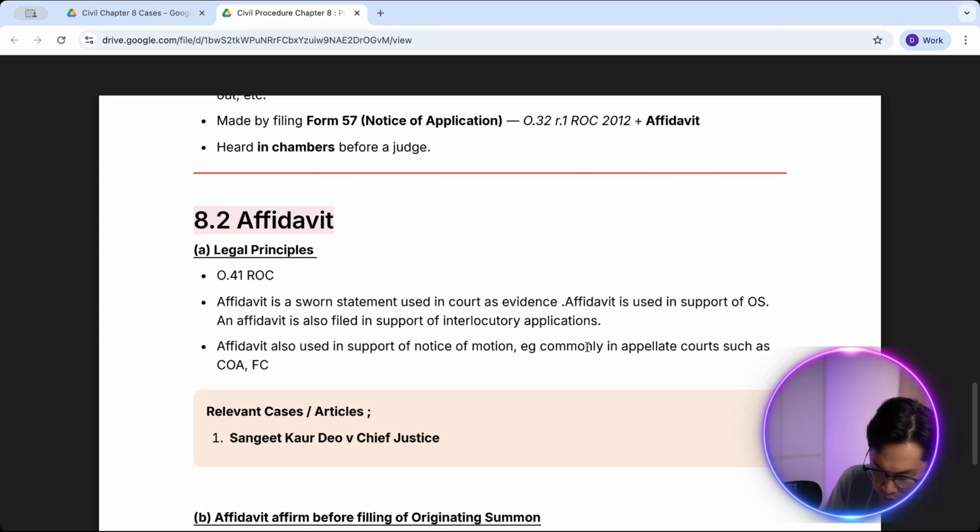So very straightforward. When it's a question on Order 41, all you have to do is just answer based on your statutes.